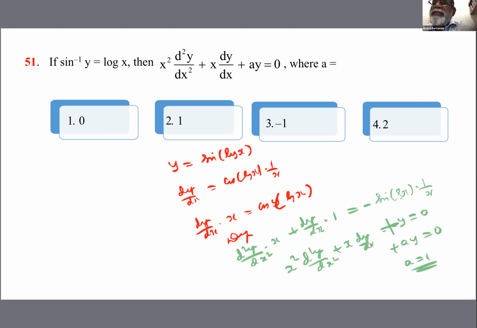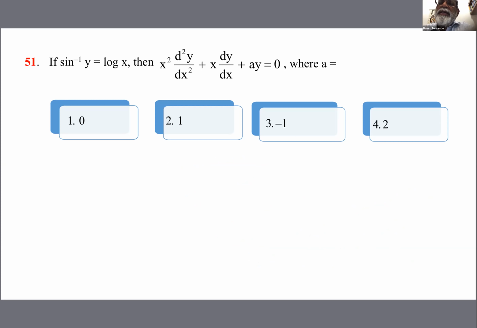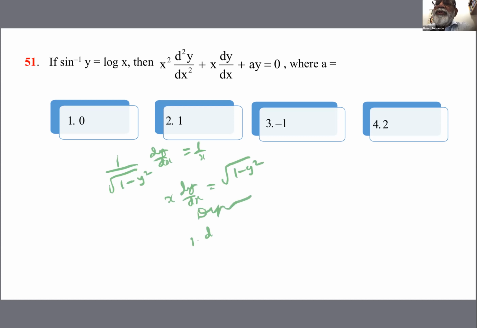So yeah, this is one method. But what I have shown in the print is I differentiated as it is. 1 by root of 1 minus y squared into dy by dx equal to 1 by x. So x into dy by dx is equal to square root of 1 minus y squared. Now differentiate with respect to x. 1 into dy by dx plus x into d squared y by dx squared is equal to 1 by twice root of 1 minus y squared into minus 2y into dy by dx.